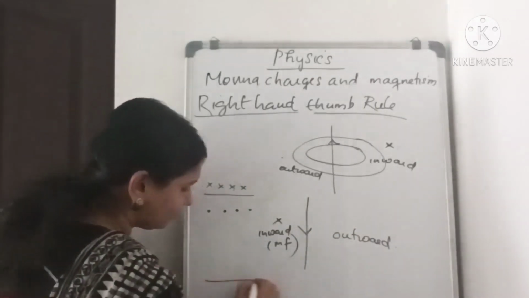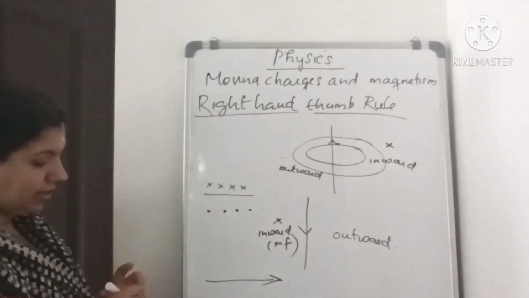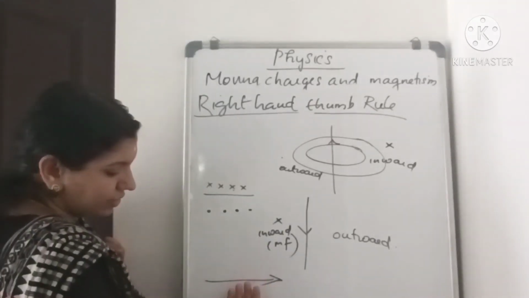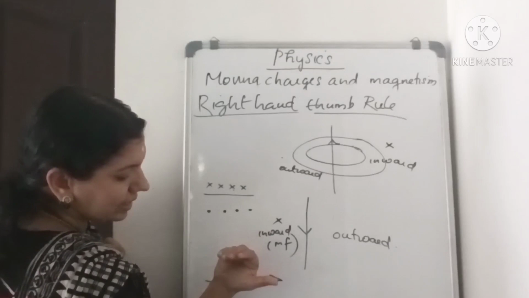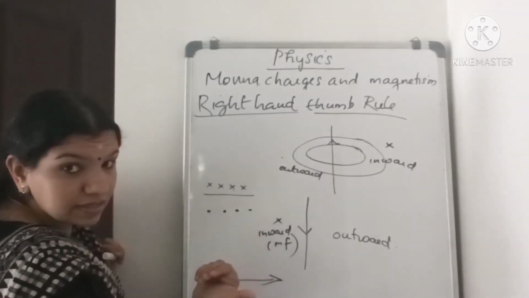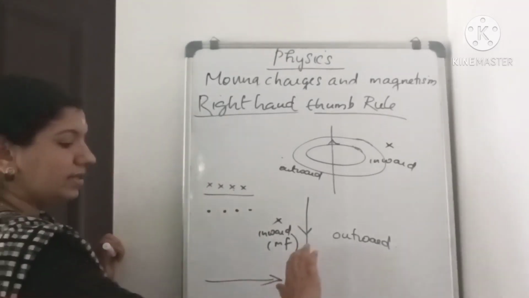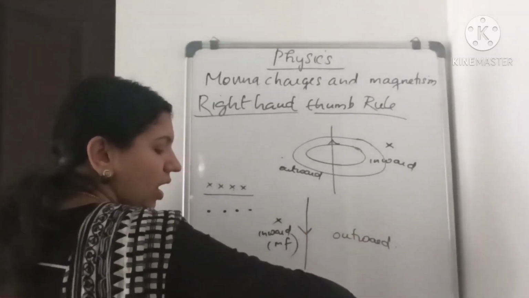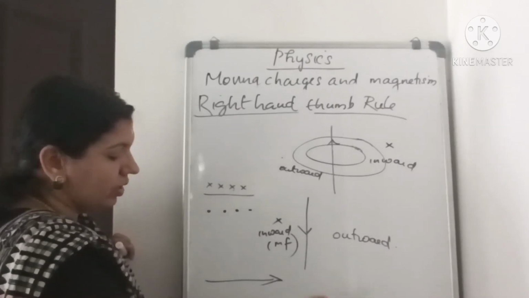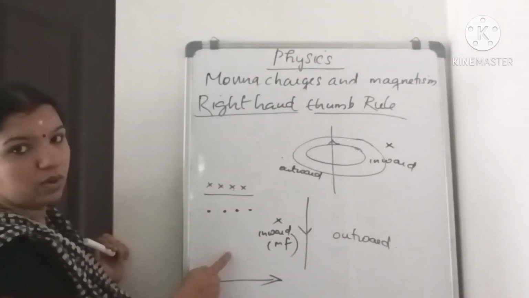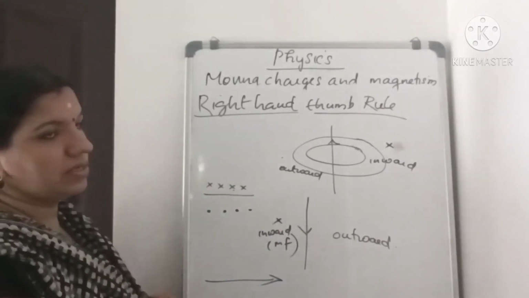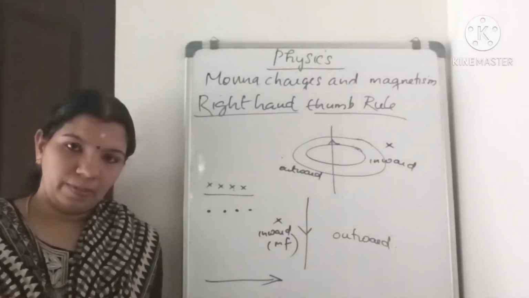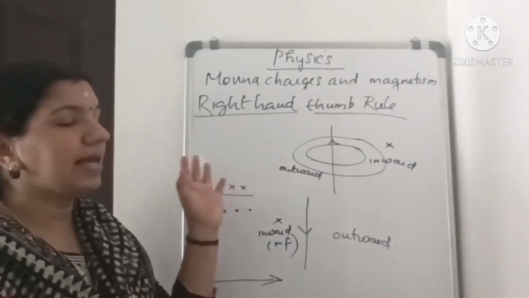Clear? Now this way you can consider. This is the direction of the magnetic field, isn't it? You can see it comes like this. In this way, here it is inward, and again in the down portion it is outward. So in any direction, if a question comes, you can find the answer by using the right hand thumb rule. Clear? So this is the right hand thumb rule.